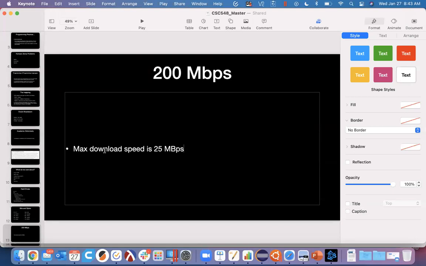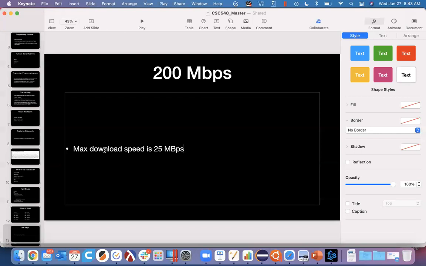Most internet connections, like when you buy a 200 megabit per second internet connection from Spectrum, what you're actually getting is 200 megabits down and something probably more like 10 or 15 megabits up. So your upload speed will very likely be substantially slower than your download speed.